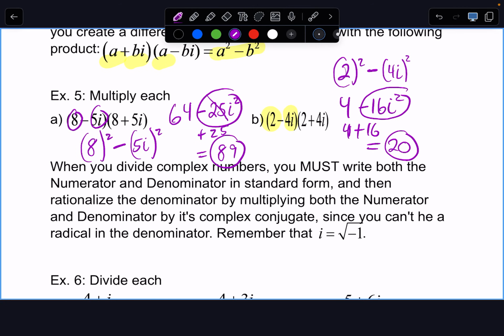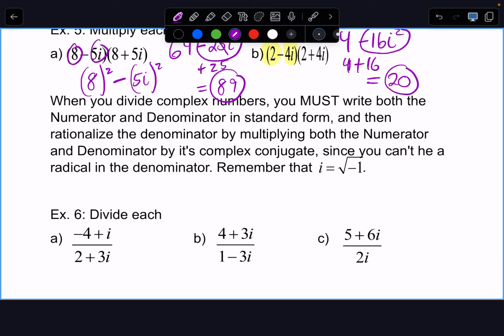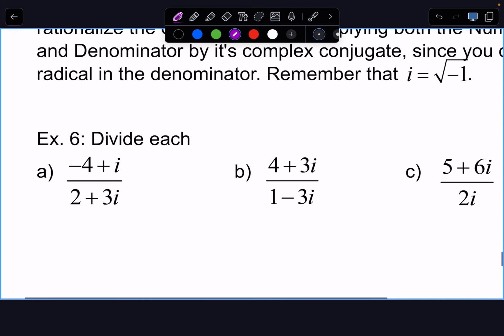All right, guys. I promise we're right there. Now, how do we use this skill? We rationalize denominators with i's this way. Why do I got to get rid of an i? Because an i is a radical. You're not allowed to have radicals in the denominator. So how do I get rid of this? Multiply by the conjugate.